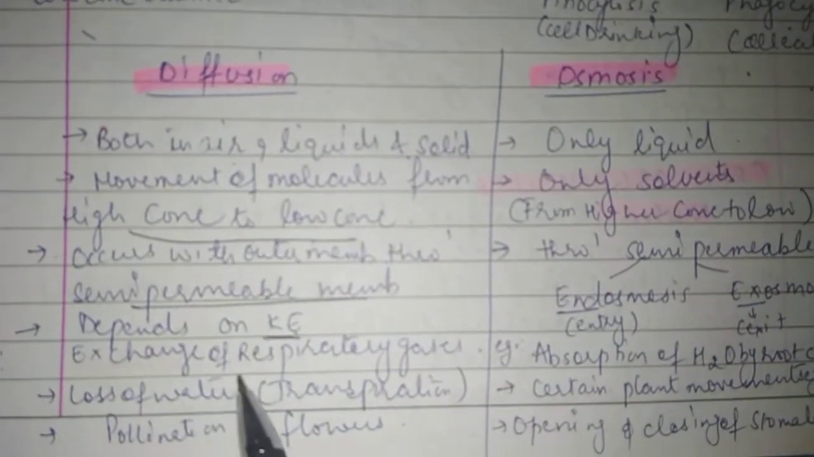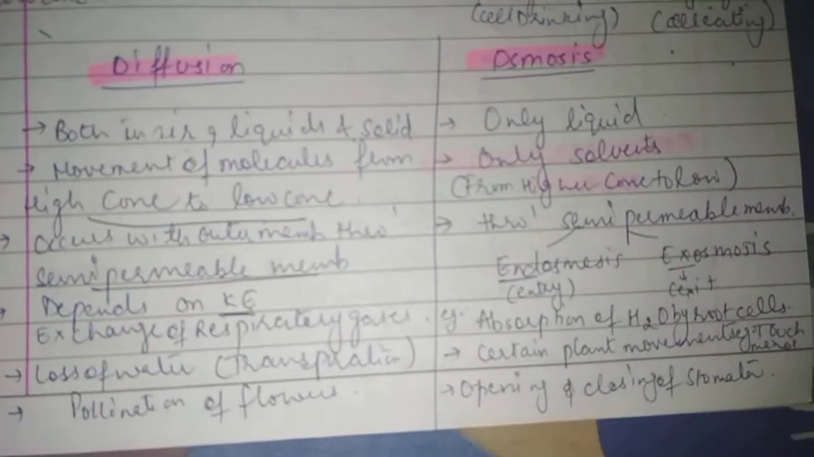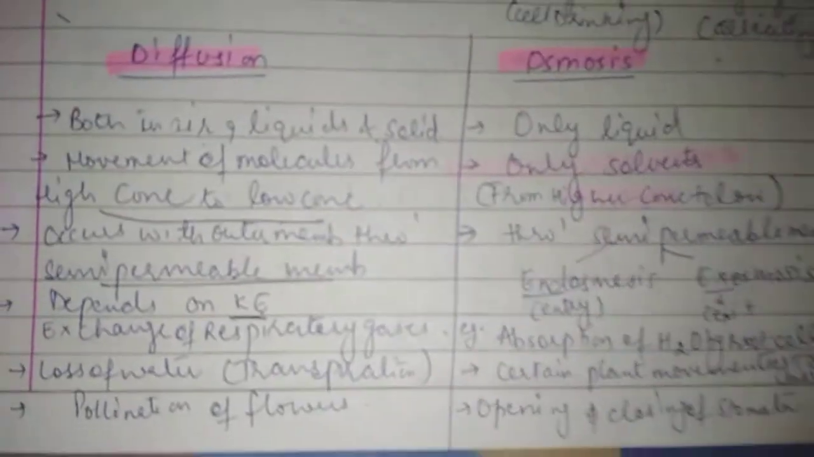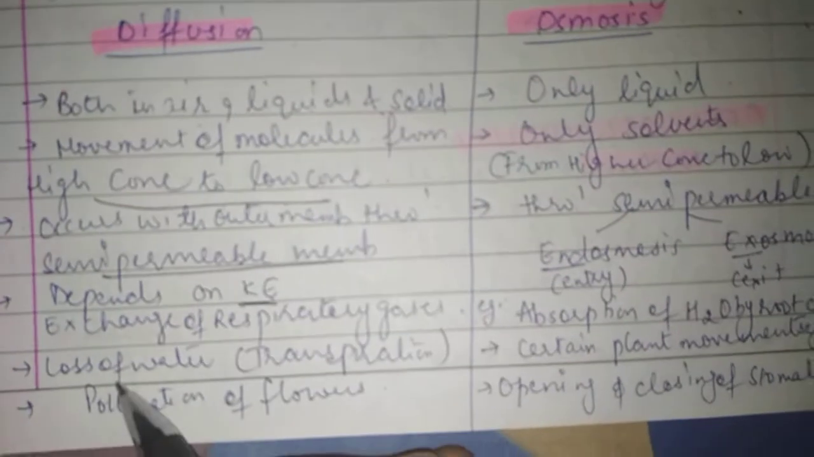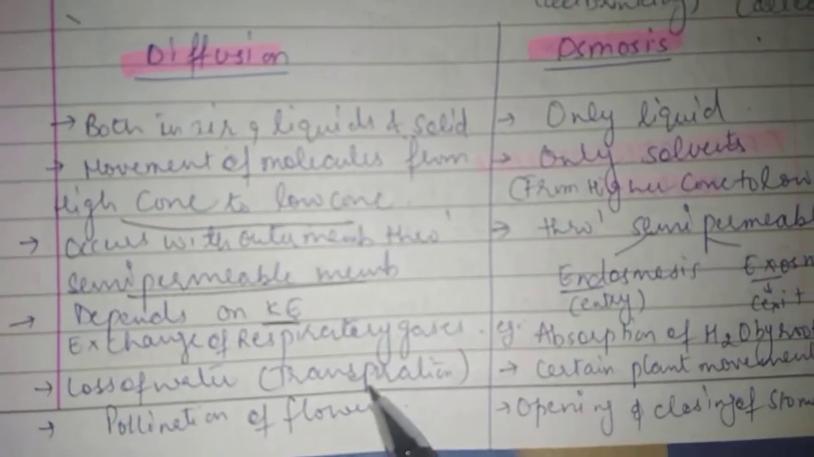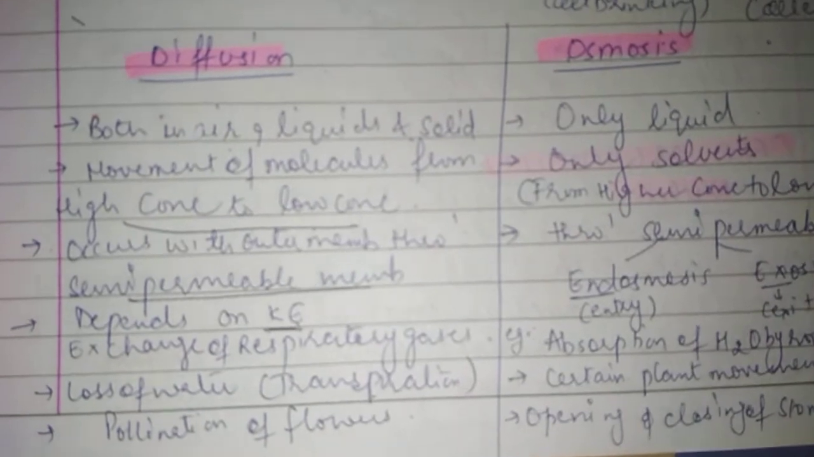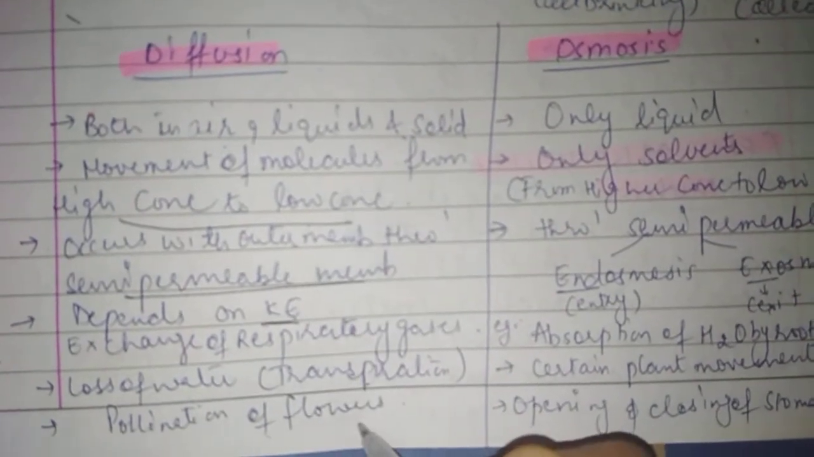For example, exchange of respiratory gases, like exchange of carbon dioxide and oxygen in our lungs. And second example is loss of water. In case of plants, loss of water means the transpiration process. And third one is pollination of flowers.